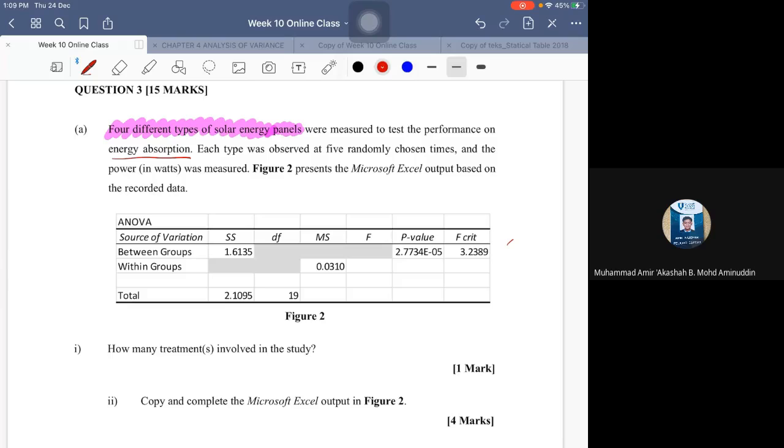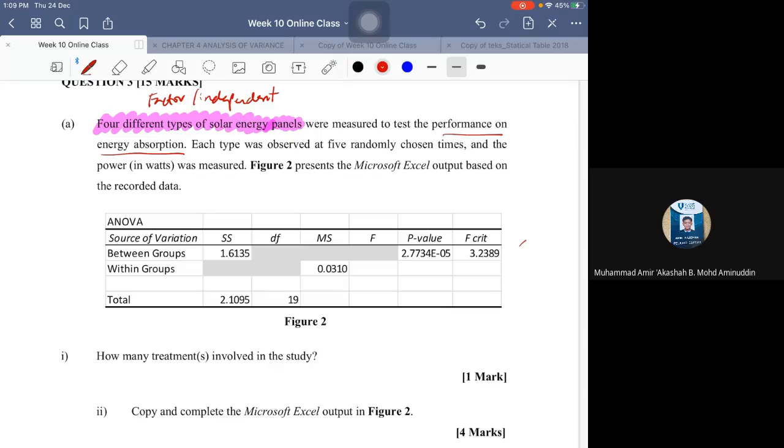If the question asks you what the factor is, or what the independent variable is, this is going to be our variable: solar energy panels. And what is going to be the dependent? It's going to be the energy absorption performance. The first question asks you, how many treatments are involved in the study?